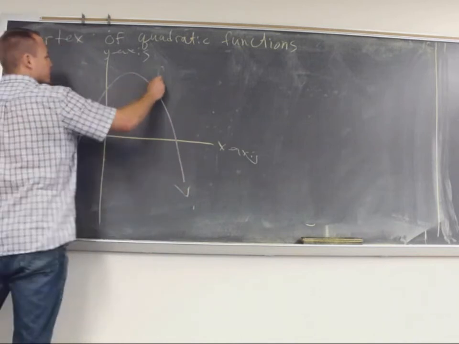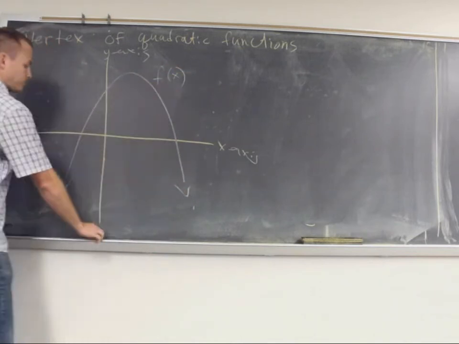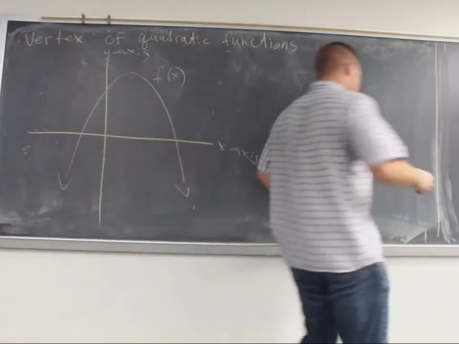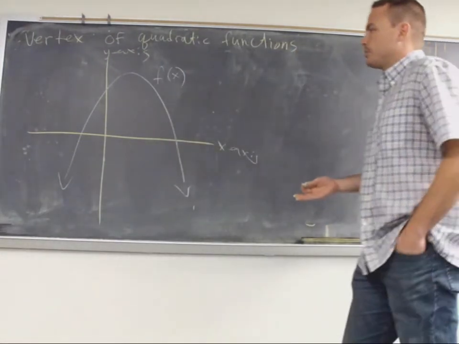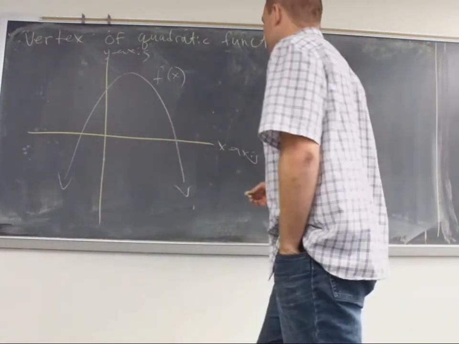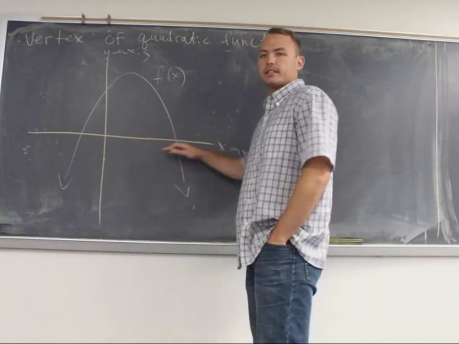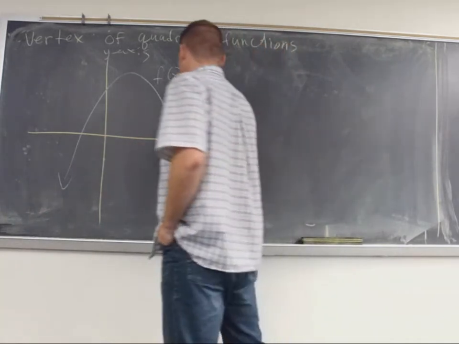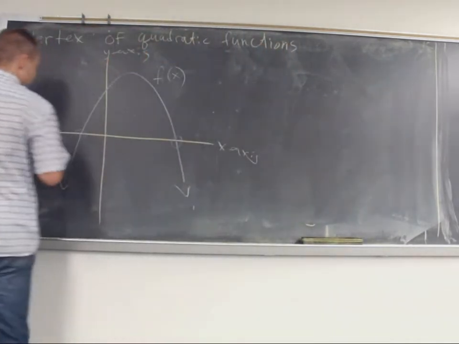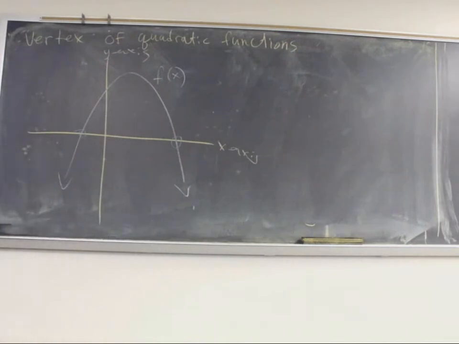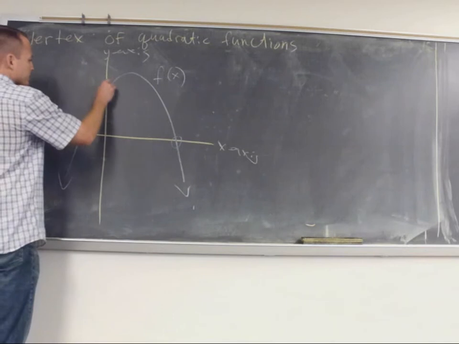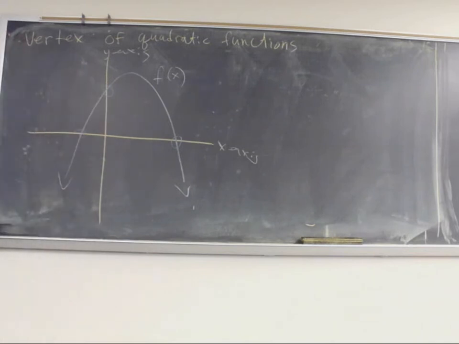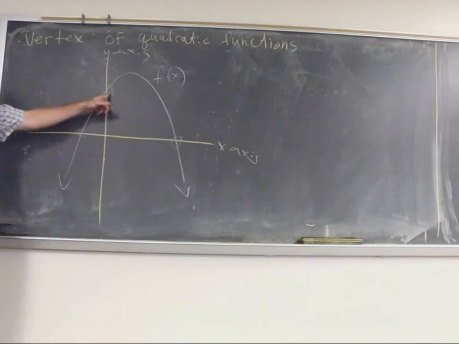This is some function f. Now, we can identify a couple points on this graph already. We know that if it crosses the x-axis, that's an x-intercept. So we have a point there and a point there. So those are our two x-intercepts. We also have a y-intercept where it crosses the y-axis right there. We know how to find those. You want to find an x-intercept, you let y be 0. You want to find the y-intercept, you let x be 0.